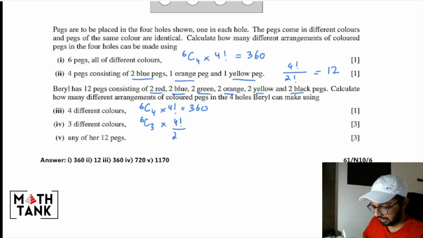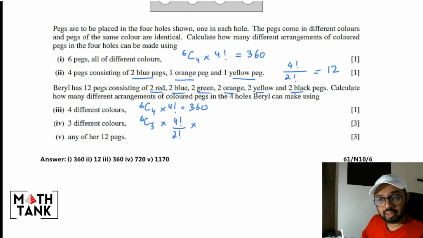So what I'm going to say is that if, let's say, the red was repeated, I would divide by 2 factorial. But I don't know for sure whether the red was repeated. So each of the 3 colors that was chosen in 6C3 could be repeated. So I get multiplied by 3. Why? Because there are 3 different colors that could each be repeated, and if they were repeated, they need to be divided by 2 factorial.